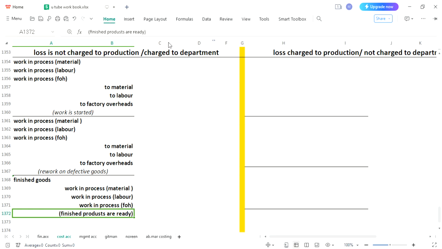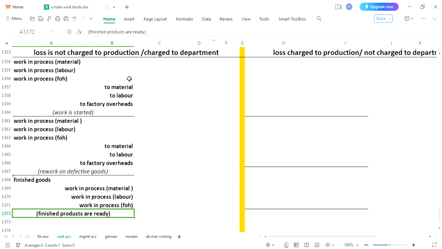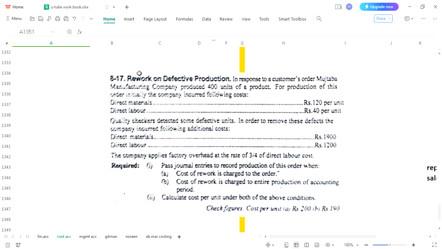All three entries are completed and we are now ready to see how to put amounts according to the requirement of our question. So we will see how the question goes. It is a little bit blurry on the left side, but it is okay on the right side, and we only need the right side. The left side is just the theory, the right side is for the amount. In response to a customer order, the manufacturing company processed 400 units. So 400 is the total number of units which would be produced.